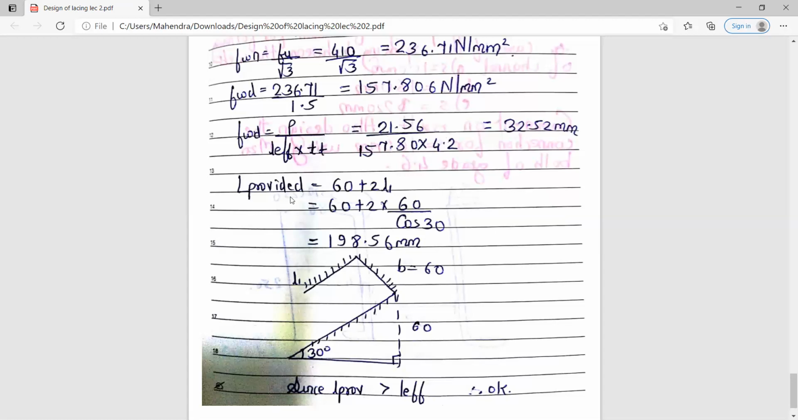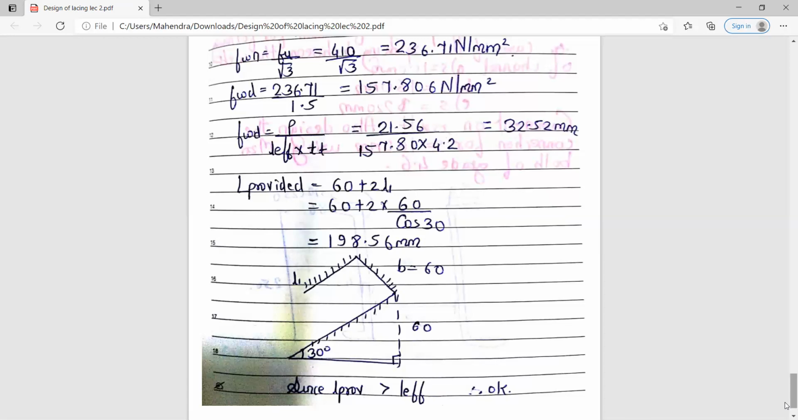Then L provided will be 60 plus 2 into L1. Now L1 is nothing but this one. So for L1, what do you have to do? B is nothing but the width of the lacing that you have assumed, that is 60 into cos 30. Here you have to calculate L. So 60 upon cos 30, and you get L provided, that is 198.56. So L provided should be greater than your L effective. So therefore your design is okay.